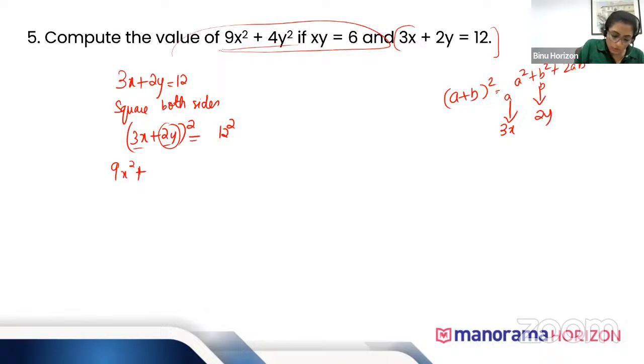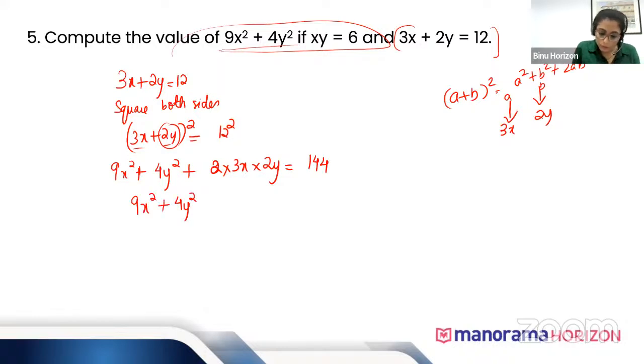So (2y) the whole square is 4y square plus 2 into 3x into 2y. What is 12 square? It is 144. So 9x square plus 4y square. What is 2 into 3? 6. 6 into 2? 12xy is equal to 144.